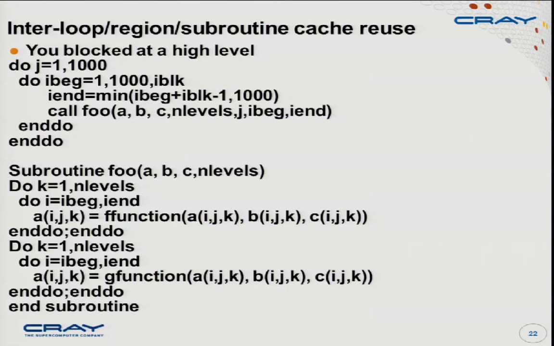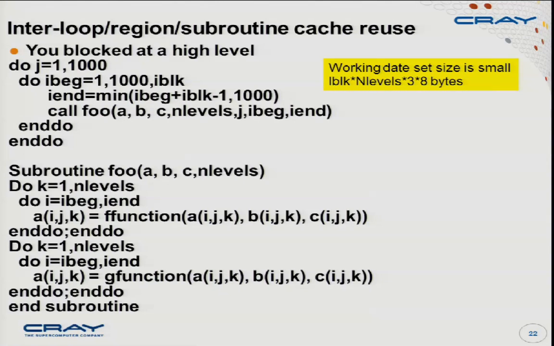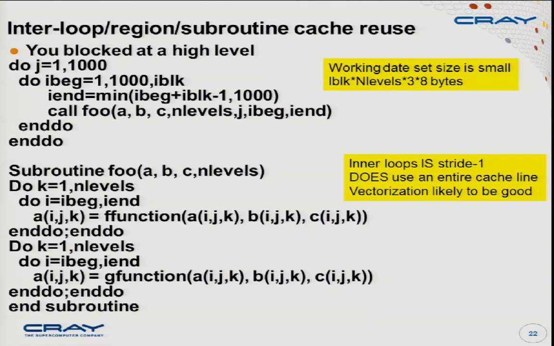But the key is that once I've blocked this loop and pushed a loop down inside, it might have taken some coding, but now I have the best of both worlds. The working set size is still relatively small, but the inner loop is stride 1 and does use an entire cache line, and vectorization is likely good. And these codes are likely to be relatively fast codes, bringing in a relatively small vector, a relatively small working set, and working on it for a while. That's a good way of getting a good speed.